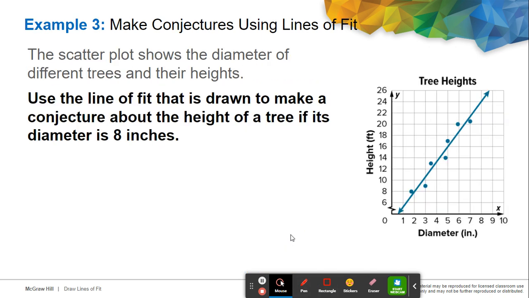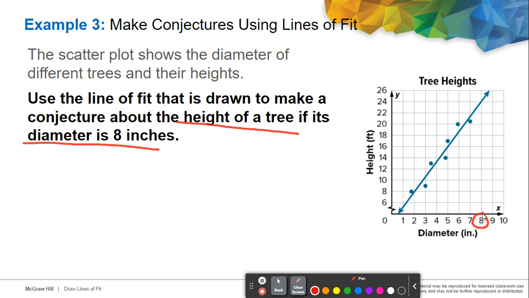Let's make conjectures using lines of fit. The scatter plot shows the diameter of different trees and their heights. Using the line of fit, make a conjecture about the height of a tree if its diameter is 8 inches. We just have to spot 8 inches in diameter and go all the way to our points. That is our point for that one, and it corresponds to 24. So we can say that if the diameter of the tree is 8 inches, its height will be 24 feet. Very easy.